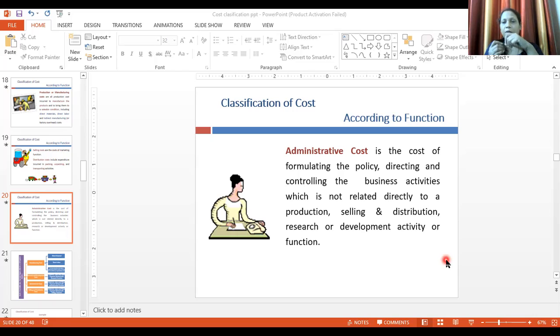So administrative cost is basically the cost that is dedicated for policy making or policy formulating, and to keep the record of employees, employee demand, employee remuneration, and several other factors are also there. So administration is a very important part of any organization.